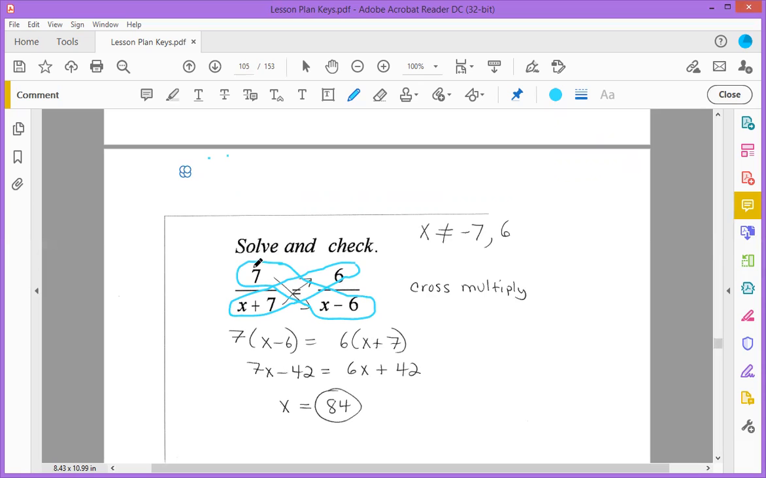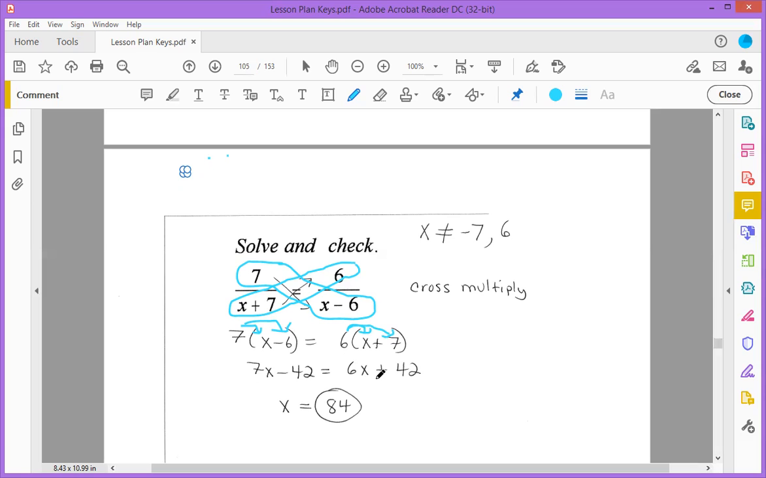Now, when we do that, we'll have 7 times x minus 6. Those terms are diagonal to each other. So remember, we got to distribute this 7 here. And on the opposite diagonal, we have 6 times x plus 7. Again, we have to distribute outside parentheses that term. On the left side, 7 times x gives us 7x, and 7 times minus 6 gives us negative 42. And it equals 6 times x gives us 6x, 6 times 7 gives us 42.